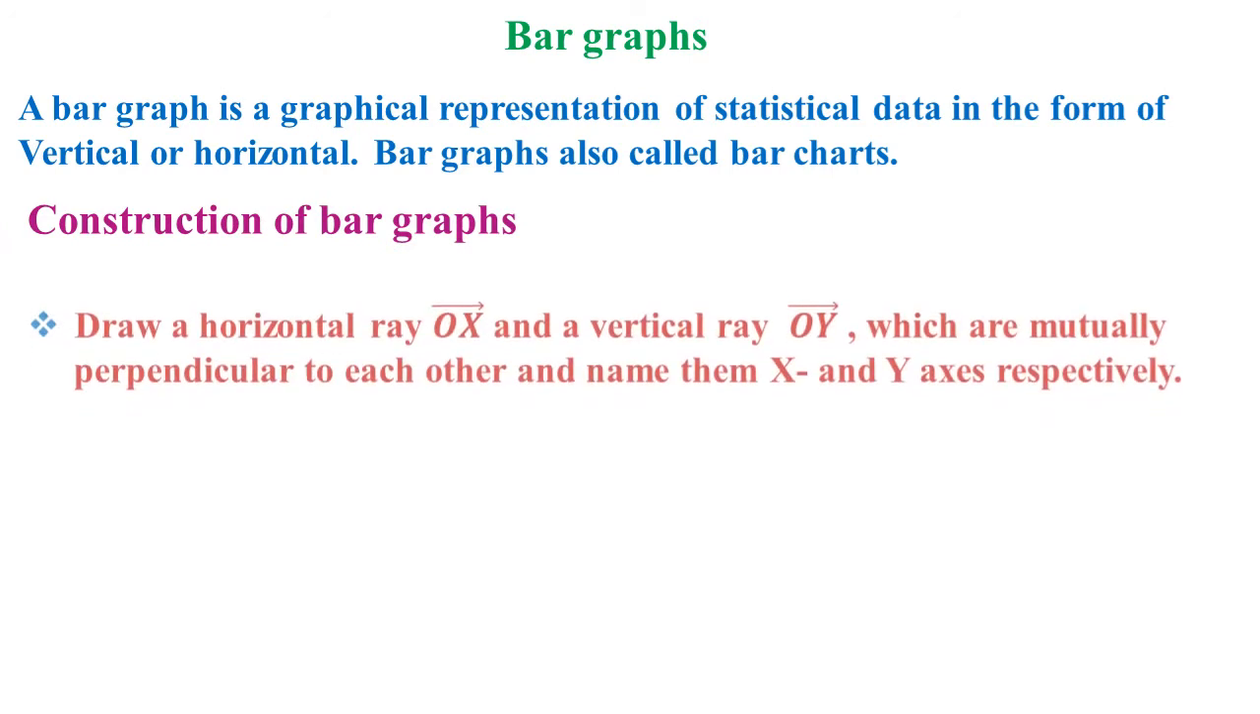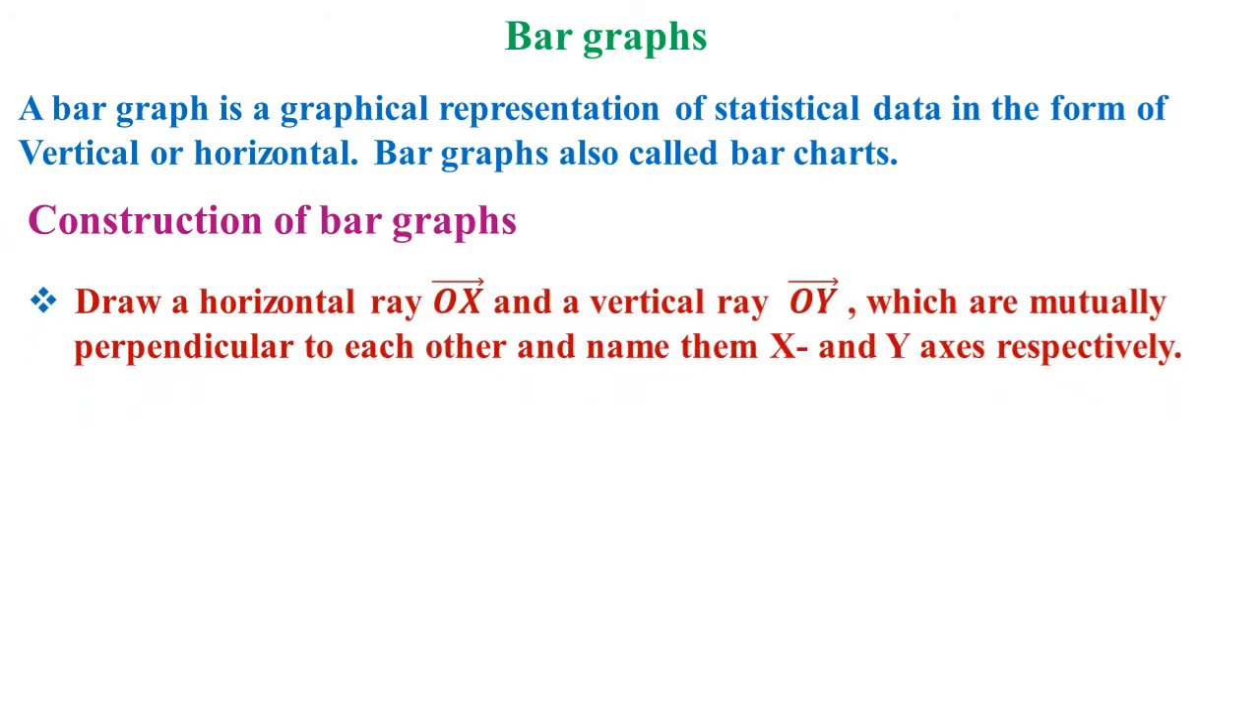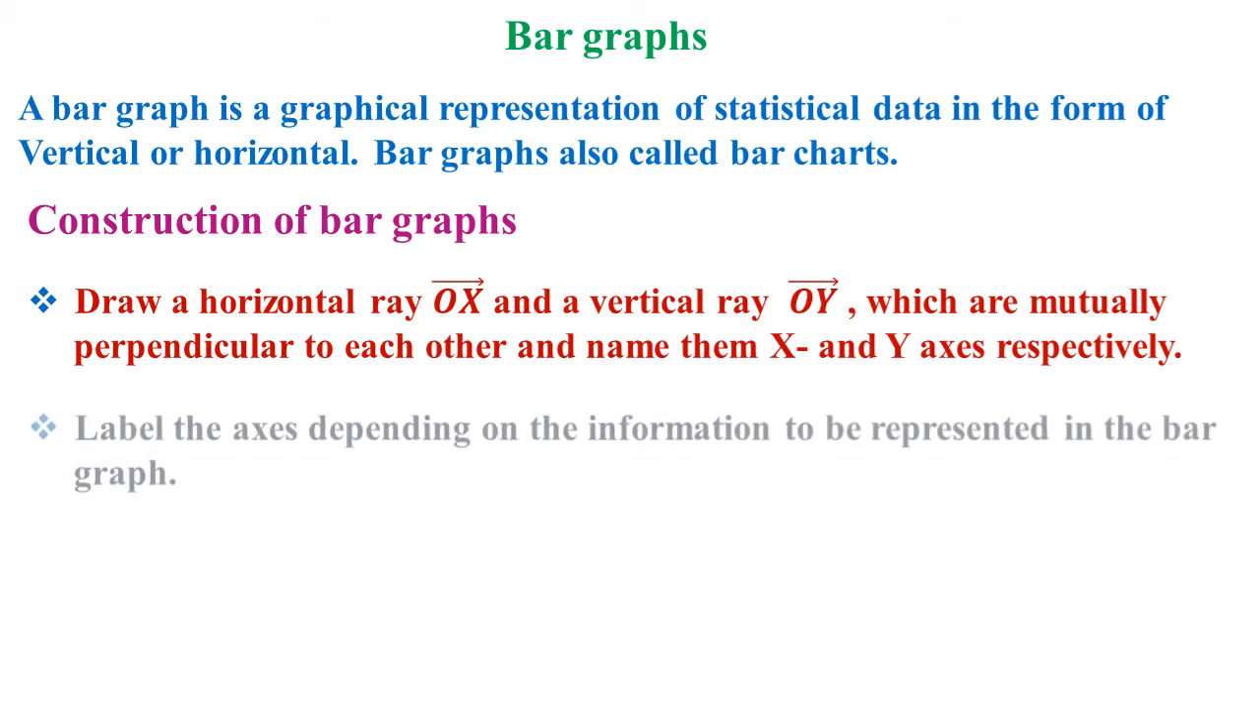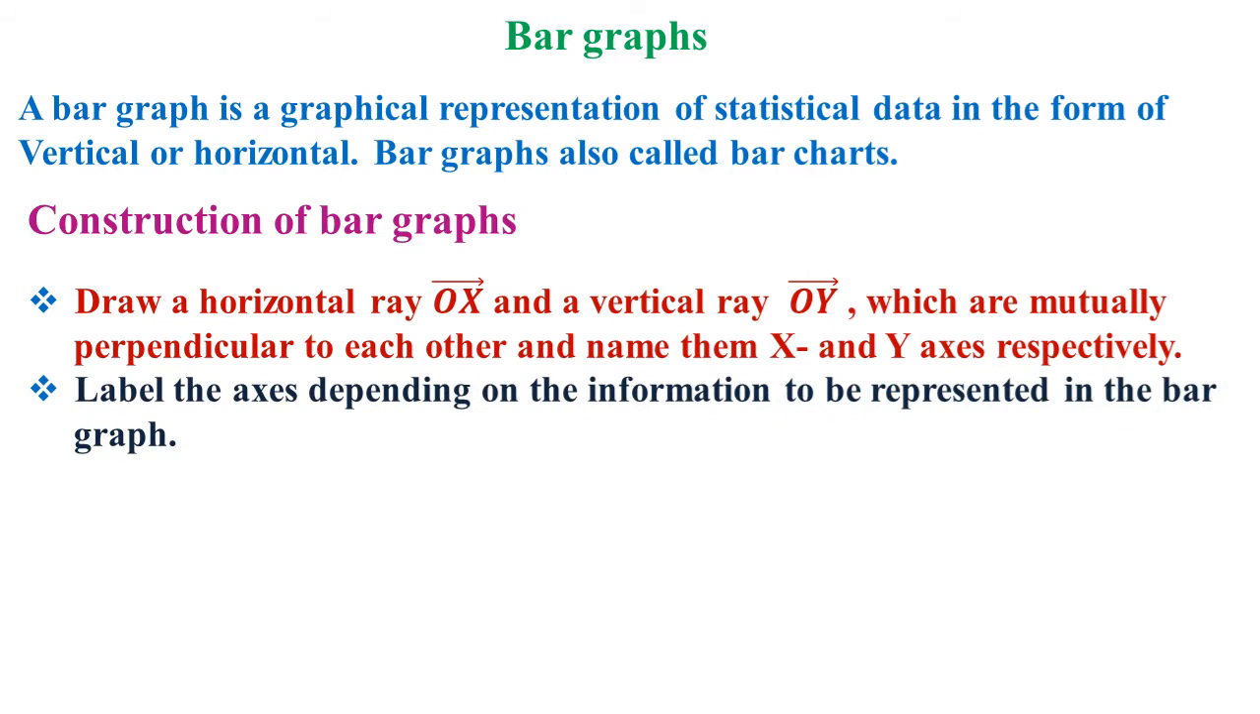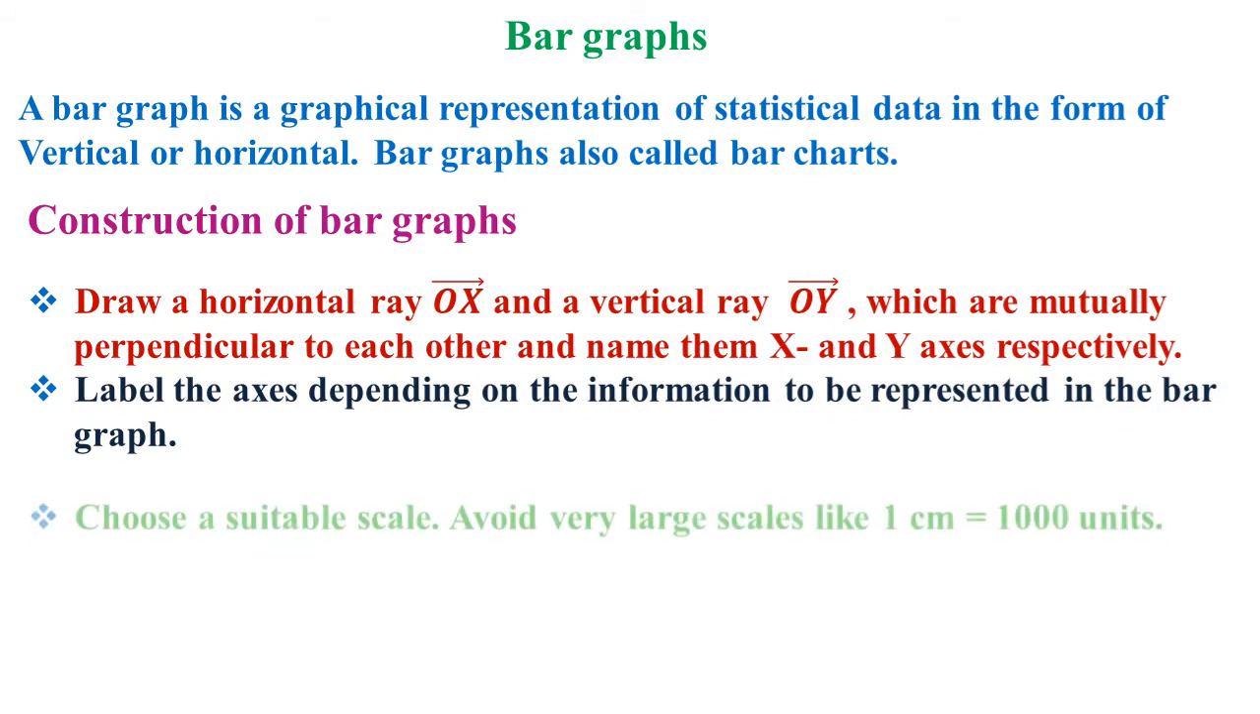Construction of bar graphs. First, draw a horizontal ray OX and a vertical ray OY, which are mutually perpendicular to each other, and name them x and y axis respectively. Label the axis depending on the information to be represented in the bar graph.